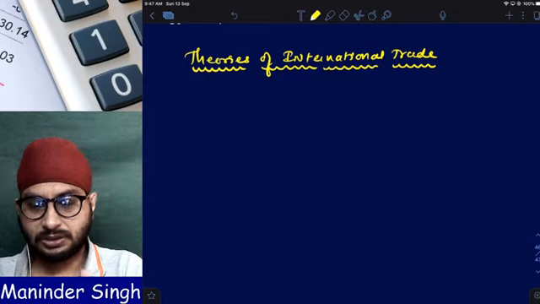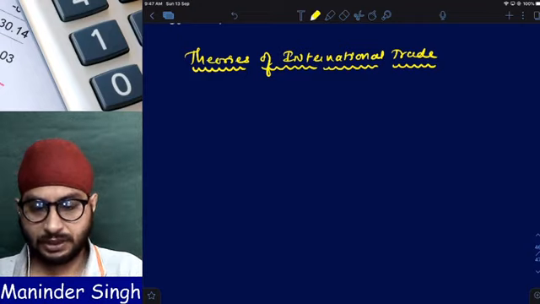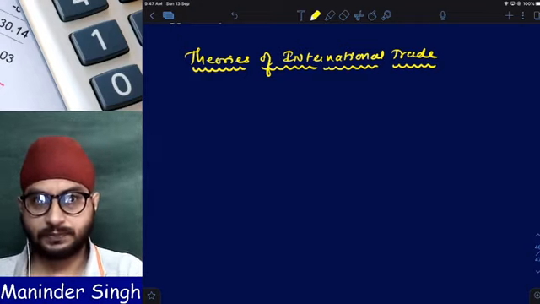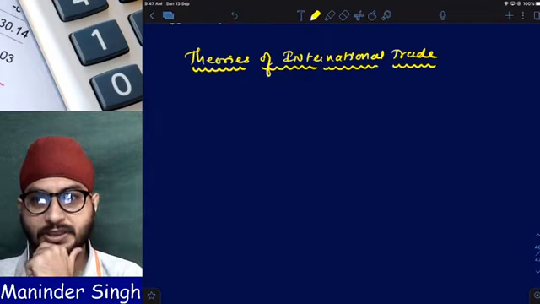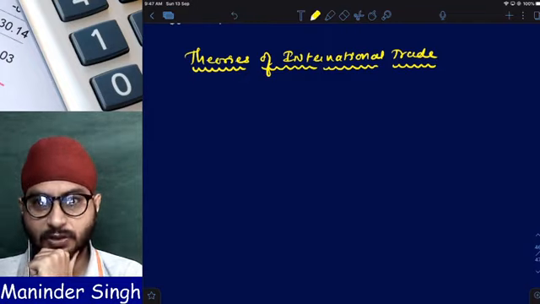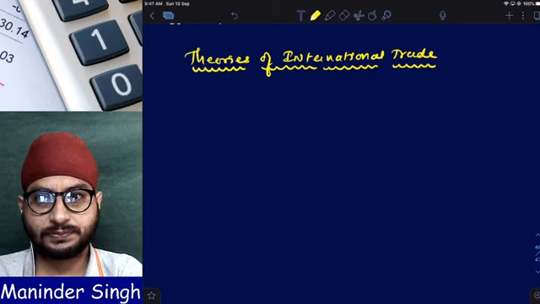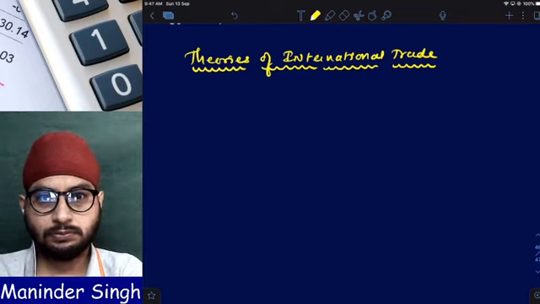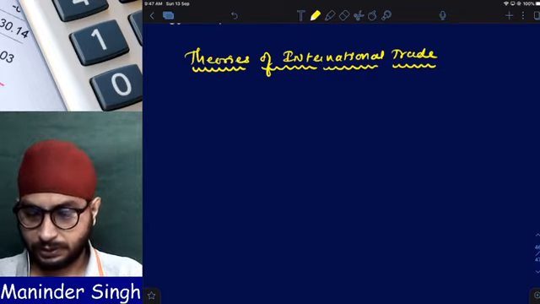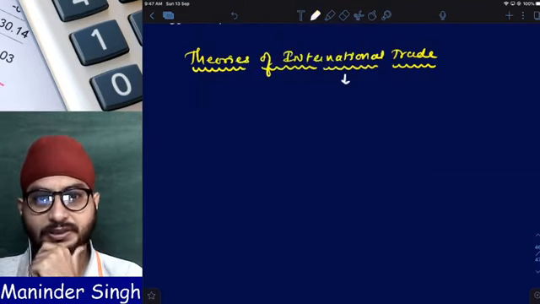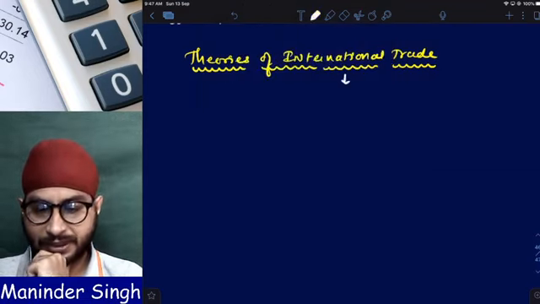Is it trading within the country or between multiple countries? What is international trade? Between multiple countries. Simple. So when trade happens between multiple countries, it is called what? International trade. So can I write like this?